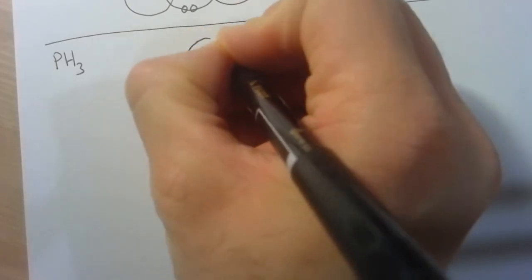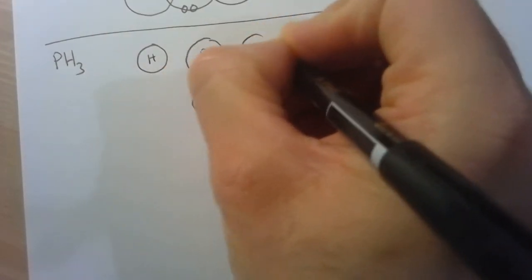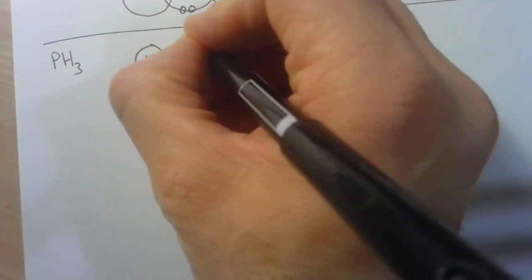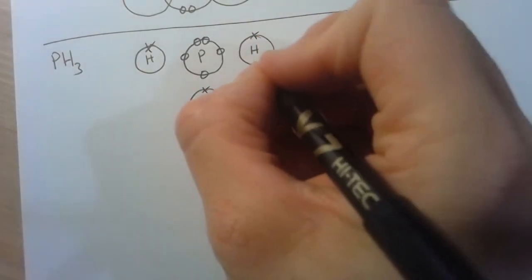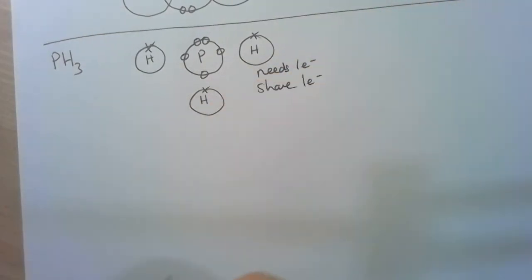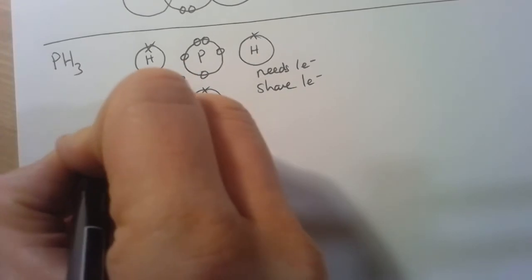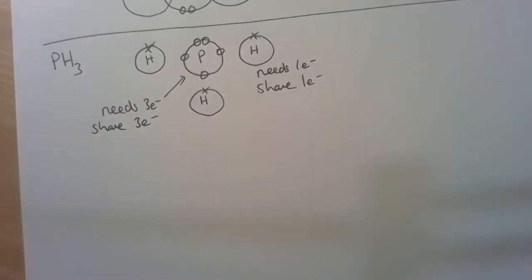PH3, a molecule you might not come across very often, it's called phosphine, but we can work out the same process. So we'll start with phosphorus in the middle and hydrogen around the outside. So phosphorus is in group 5, it's got 5 electrons in its outer shell. Hydrogen has got 1 electron. So each of these hydrogens needs 1 electron, and therefore each hydrogen is going to share 1 electron. But if we have a look at the phosphorus, it needs 3 electrons. It needs 1 there, 1 there, and 1 there. And therefore it's going to share 3 electrons.